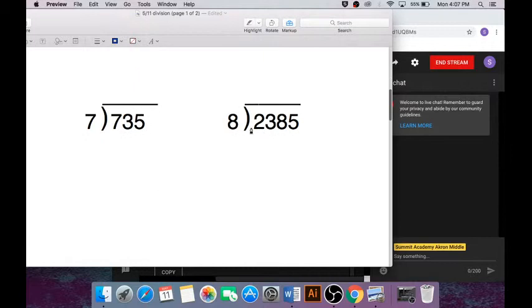Our next one, we have 2,385 divided by 8. We need to figure out how many times 8 goes into 23 without going over. That's going to be 2. 2 times 8 is 16. Okay, now we're going to subtract 23 minus 16, which is 7. And we're going to bring down the 8.